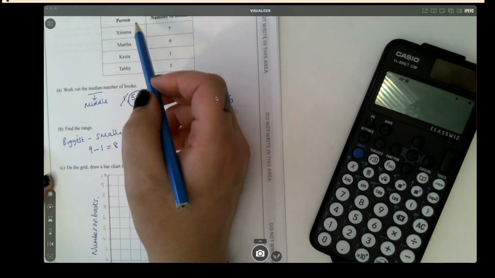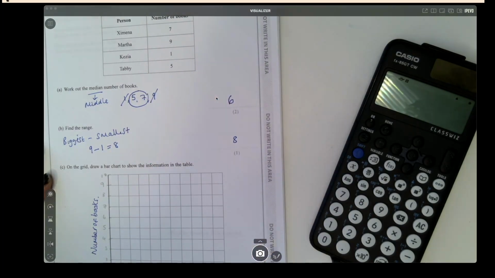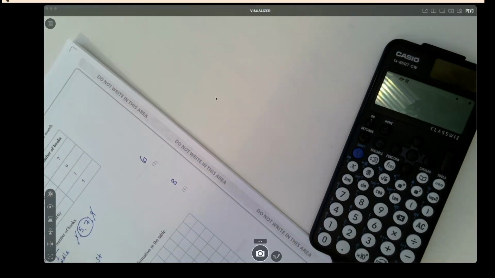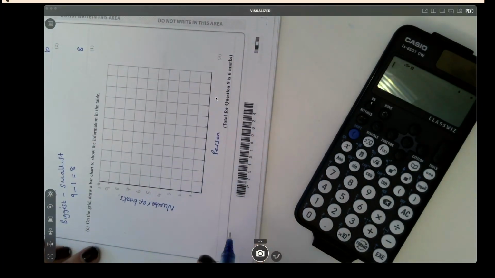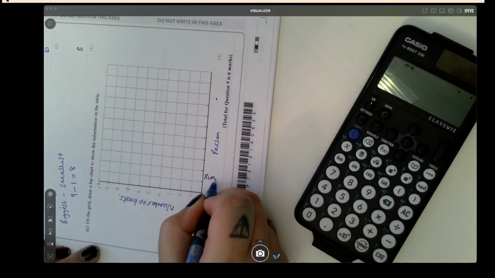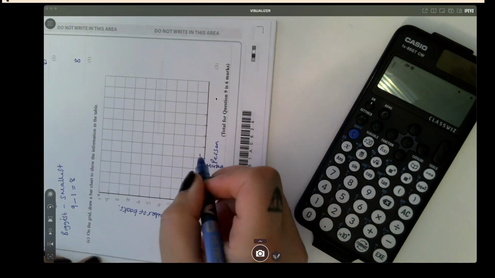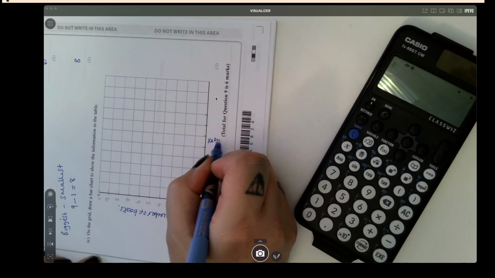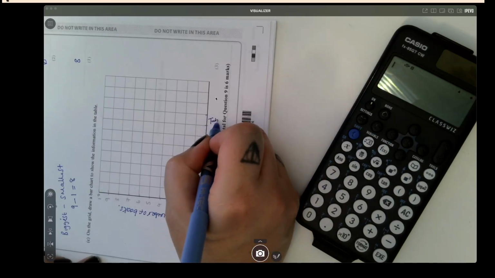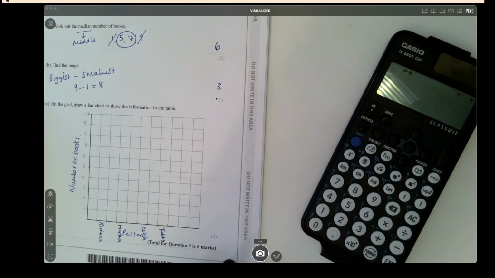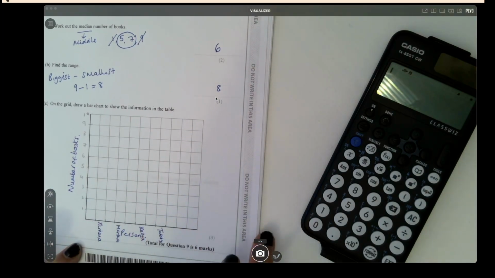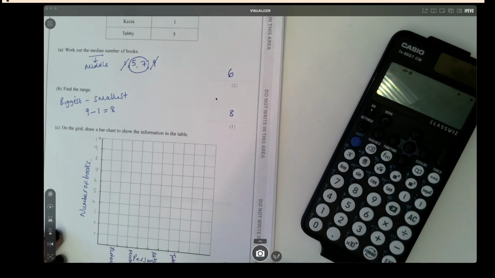And then along the bottom we're going to have these people. So we've got 4 people. So if I put 1 person there, 1 person there, 1 person there, and 1 person there. So we're going to have that person, that's Martha, Kezia, and then Tabby. And what you'll notice is I've planned where they're going to go so that I can leave an equal gap between. You don't have to, but most of the time that's what you see.